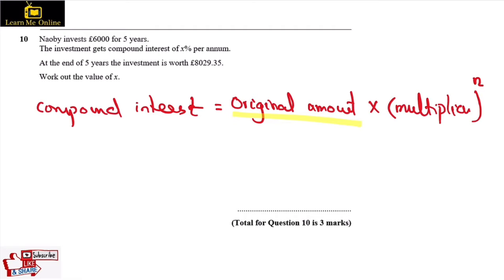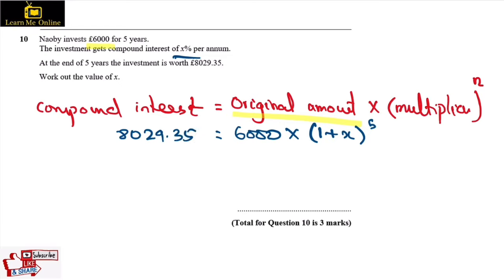To begin with the first part of the information, the original amount that's invested is 6,000. So I'm going to write down 6,000 here, times the multiplier, which, because it's increasing, is 1 plus x, to the power of n. We don't know how much x is, which we'll be finding out. And at the end of the 5 years, the investment is worth 8029.35. The number of years is given to us as well, which is 5. We're going to rearrange and find the x value from here. This is times 6,000, so when it goes to the other side it would be divided by 6,000.